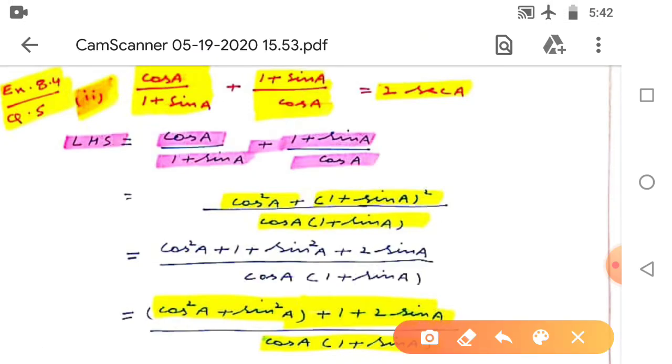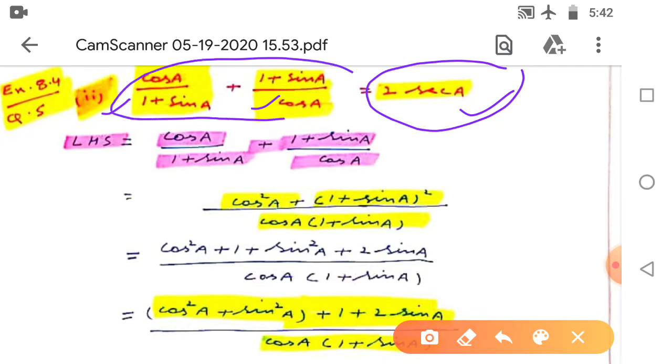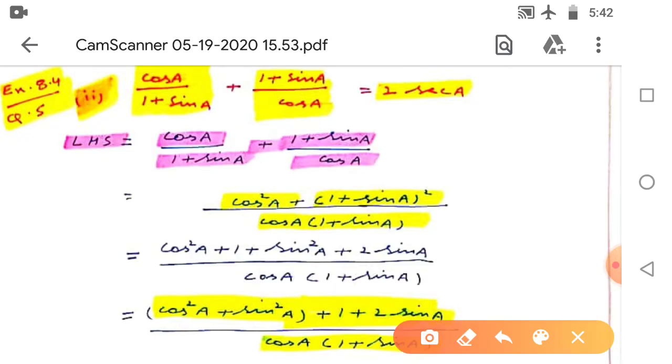Fine. Okay, cos a upon 1 plus sin a plus 1 plus sin a upon cos a is equal to 2 sec a. Clear? What is clear? RHS, 2 sec a. Okay, now here we are not able to apply any identity directly. Okay, and they are again in the form of sin a cos a. Now we have only one option. What is that? That option is to take the LCM.